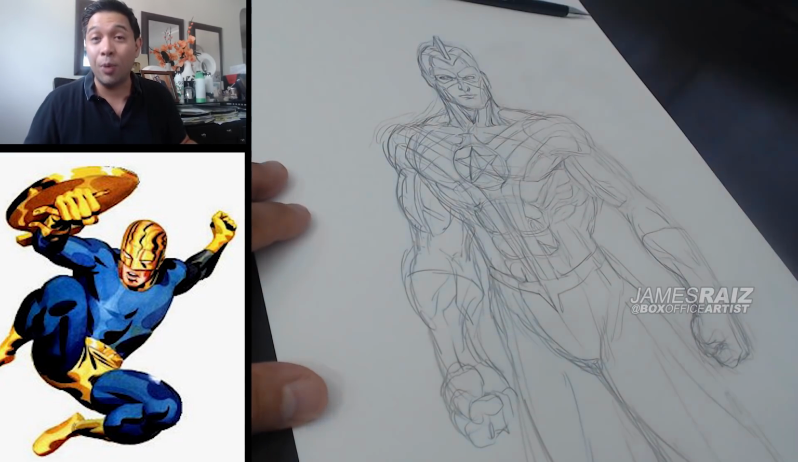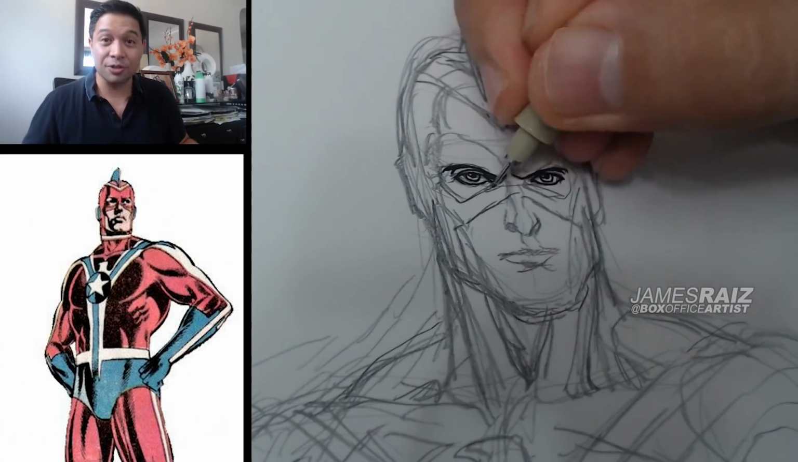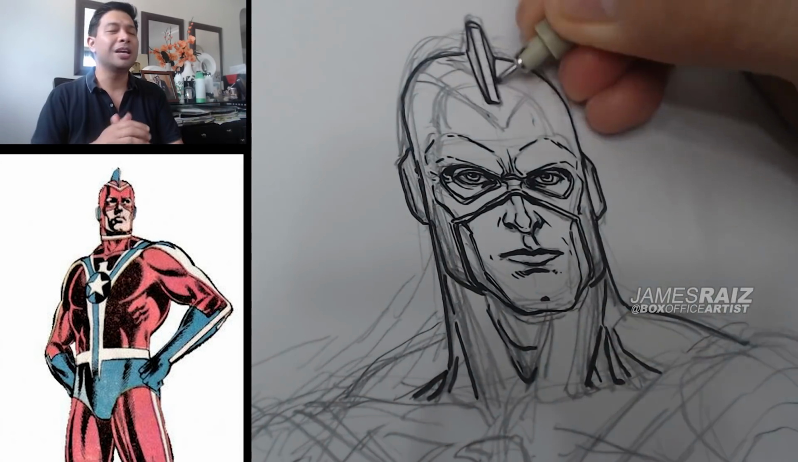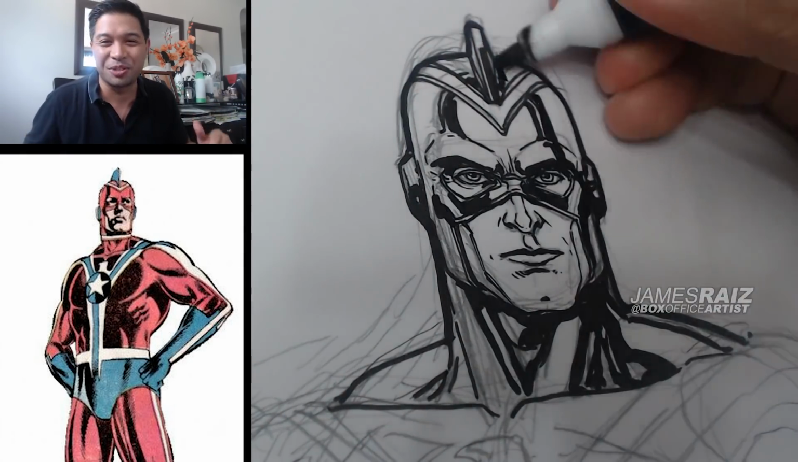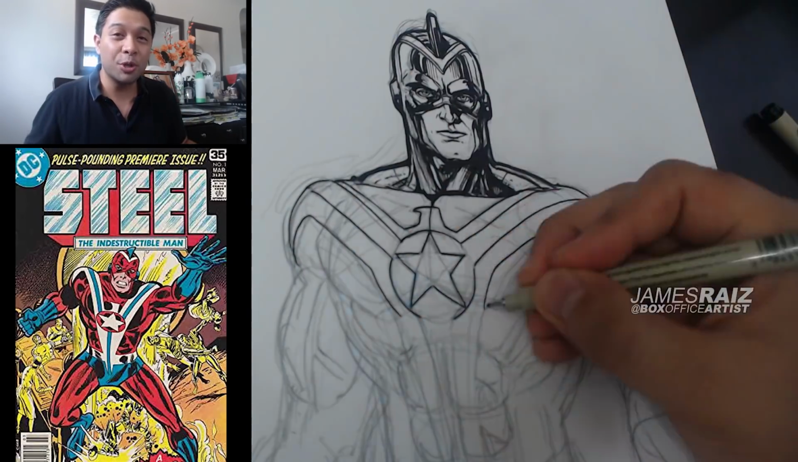The character I went with as the equivalent to Captain America is Commander Steel. Now, there were many Commander Steels throughout history. There was even a Captain Steel as well. But the one I'm going with is the very first Commander Steel, World War II version.